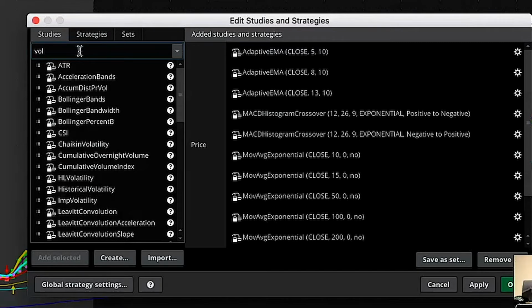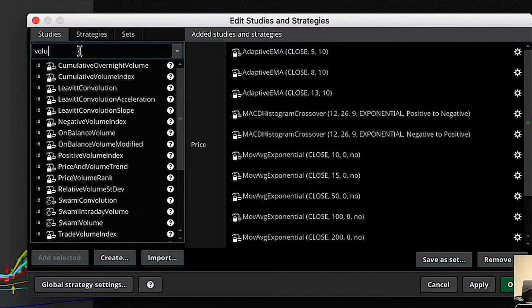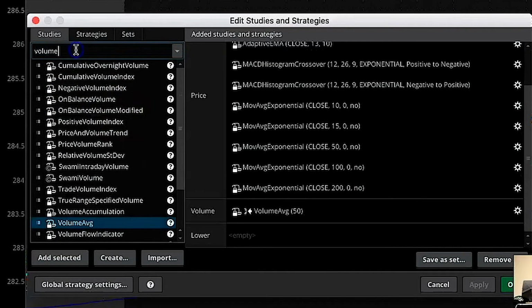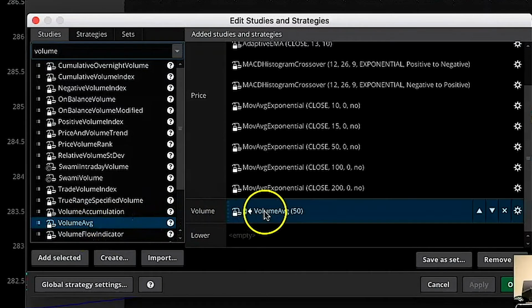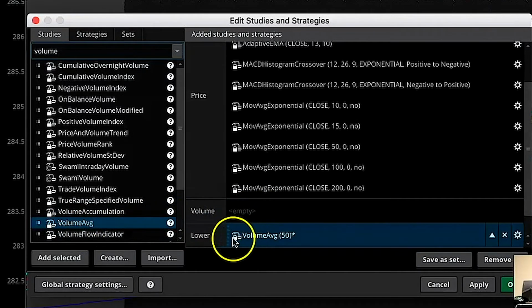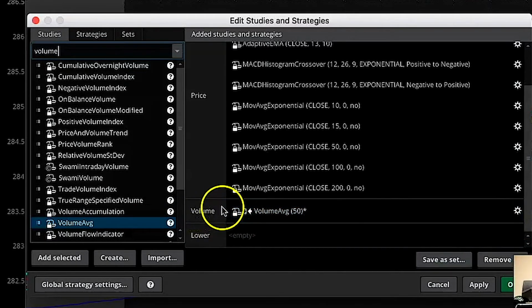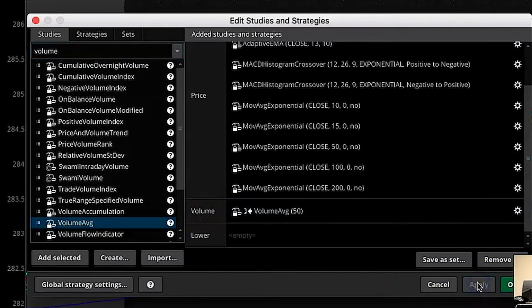So the next one we want to do is we want to add volume. I think it's volume. I don't remember exactly which one, but give me one second. So what you want to do is type in volume here, and then double click on the one that says volume average. What this indicator does is when you tap on it, it's going to be right at the bottom. Then you have to move it to the volume column. You move it into the volume column and you hit apply.